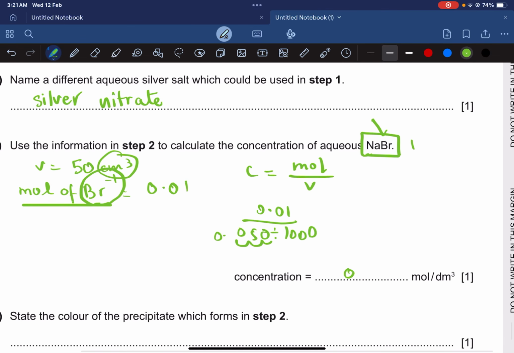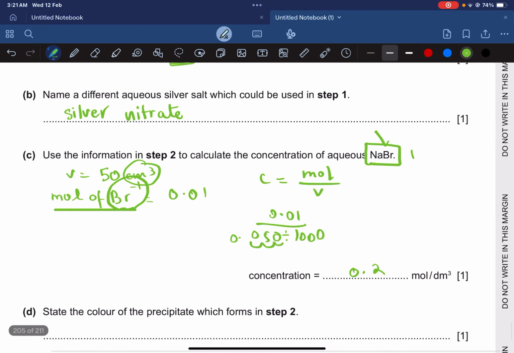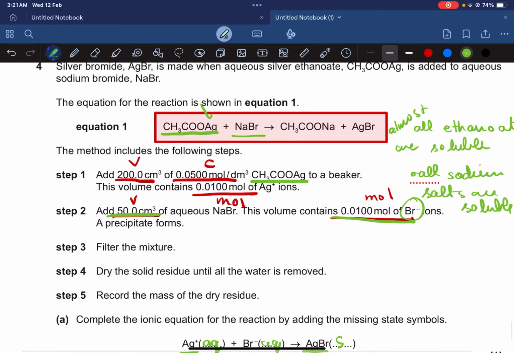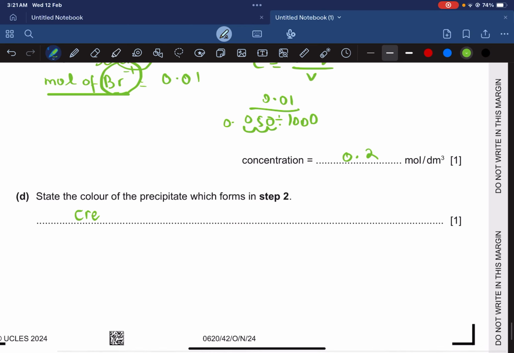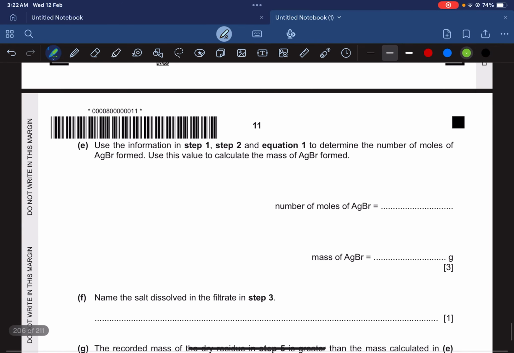Okay, let's move on. State the color of the precipitate which forms in step 2. So which precipitate is forming in step 2? Don't you think the bromide precipitate is forming? The bromide precipitate's color is cream. Remember that for chloride, the precipitate color is white. For bromide, it's cream. For iodide, it's yellow. Okay, remember these 3 precipitate colors. Let's move on. Use the information in step 1, step 2 and equation 1 to determine the number of moles of AgBr formed.